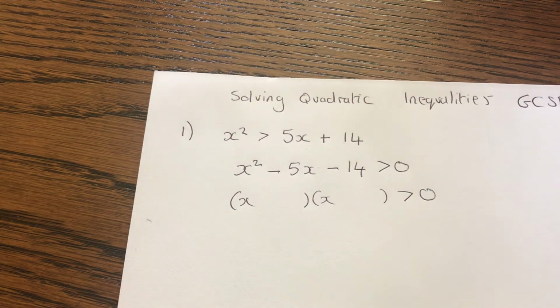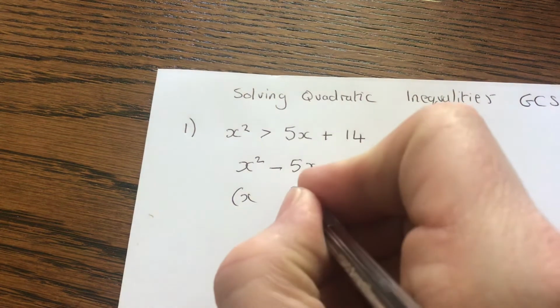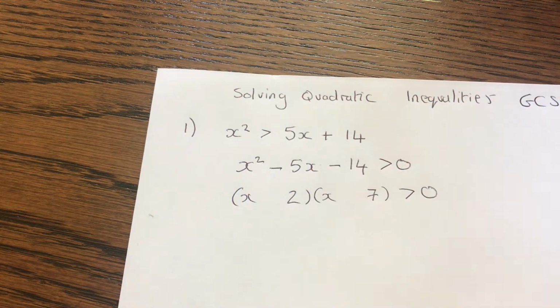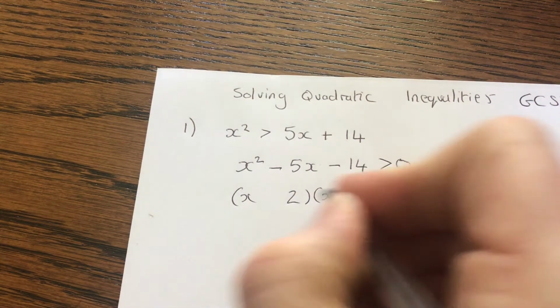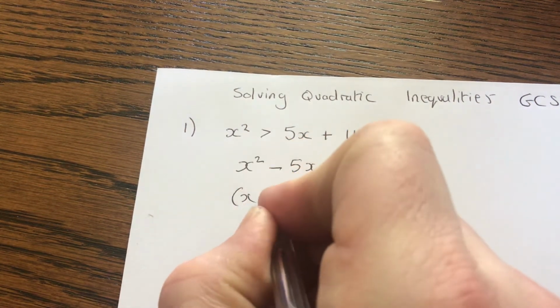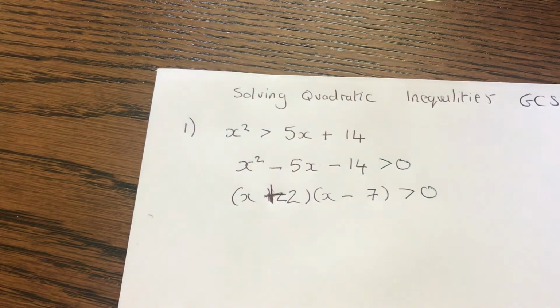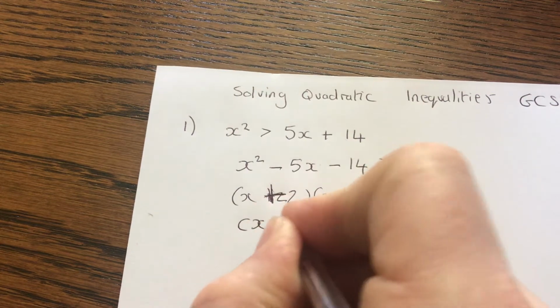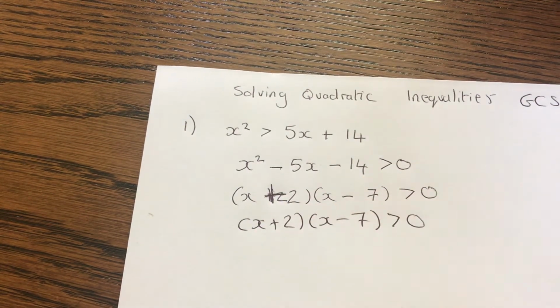Negative 14 can be made in various ways: 1 and 14, positive, negative; 2 and 7, negative, positive. The good thing about 2 and 7 is that the difference is 5. So I need negative 7, positive 2. Oh, little error there, so I'll just write that again. x plus 2, x minus 7 is greater than 0.